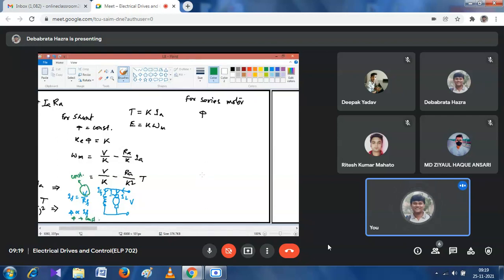Have you understood, Deepak, Jiaul, Ritesh? Yes, sir. Okay. Then tell me what about series motor? First, let me draw the diagram of series motor.